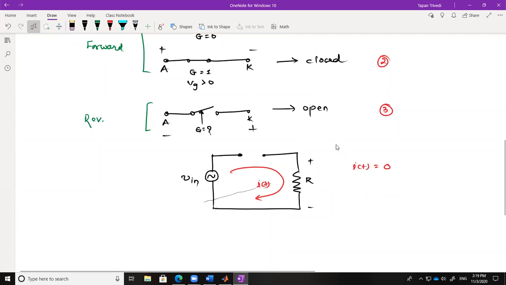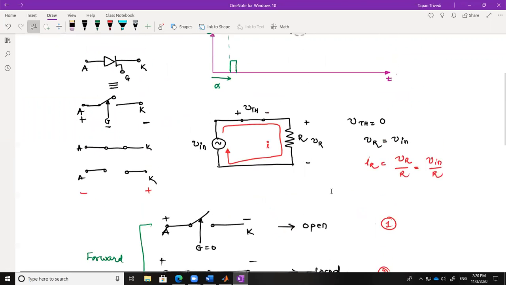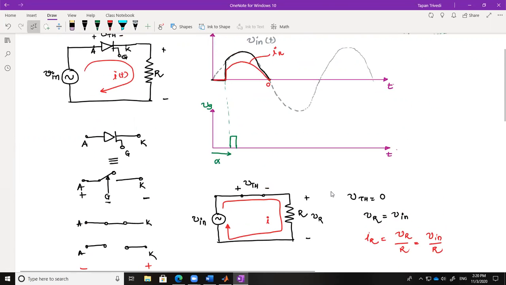The current is 0 because the circuit is open. Fine. If the current is 0, then voltage across the resistor is equal to the current into the resistor. That means 0 into R, which means the voltage across the resistor is 0. So remember, if the switch is open, the resistor is not connected to anything, so the voltage across the resistor will be 0. So here you will get 0 voltage.